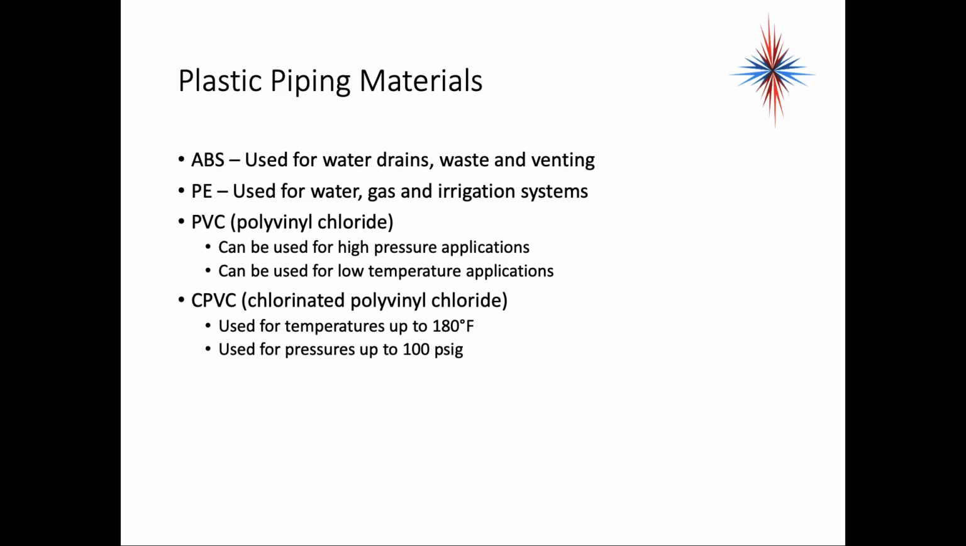Okay, so again, there are additional piping materials you see that are not metal. ABS is used for water drains, waste, and venting. Okay, PE is used for water, gas, and irrigation systems. PVC can be used for highly pressured applications, and can be used for low temperature applications. CPVC is used for temperatures up to 180 degrees and can be used for pressures up to 100 degrees.